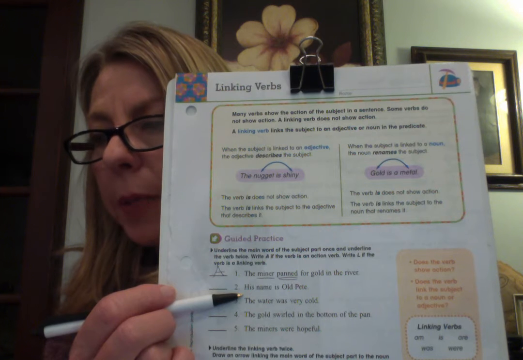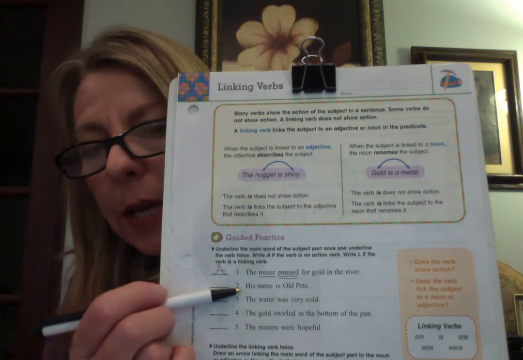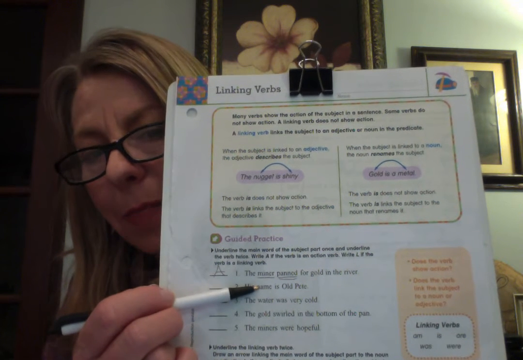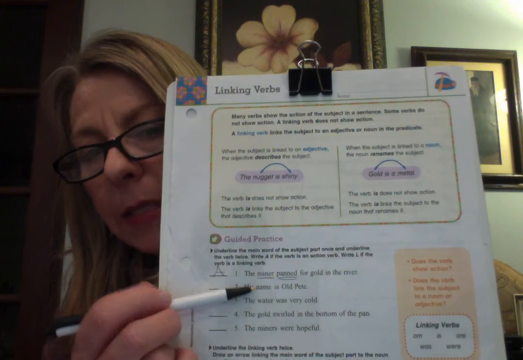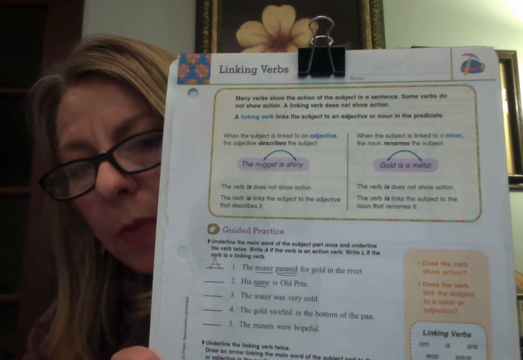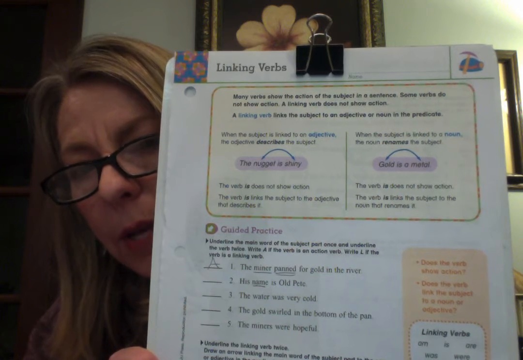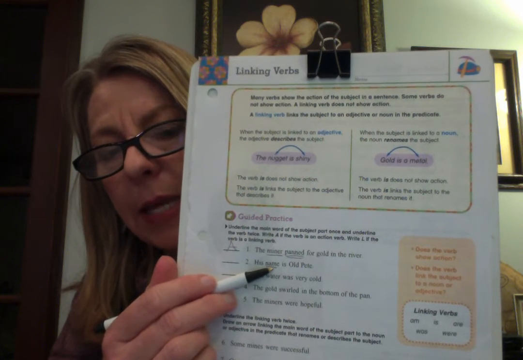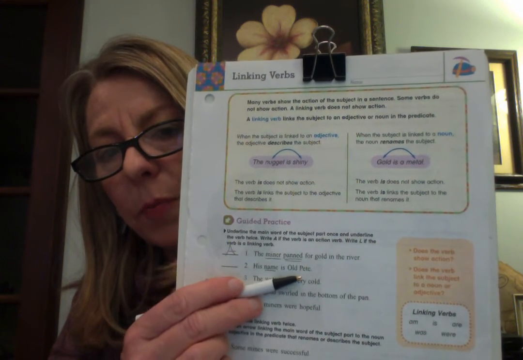His name is Old Pete. Okay, so this one's kind of tricky. Okay, so it's talking about his name. So his name is the subject. So let's underline name once. Okay, now is his name doing something? Or can we link his name with something else? Can we link his name with an adjective? Or can we link his name with another noun that renames it? Okay, yes, so we can rename this. We can say his name equals Old Pete, right?